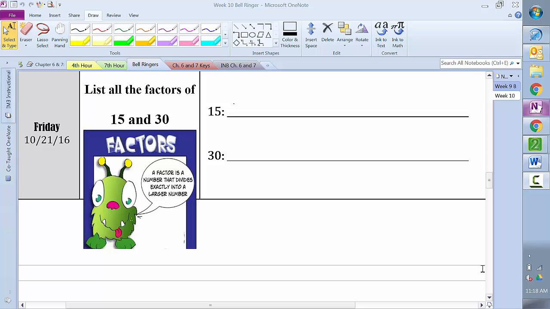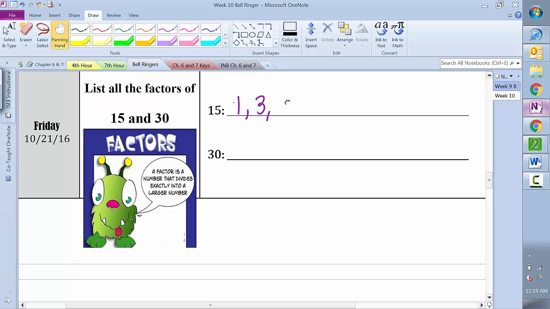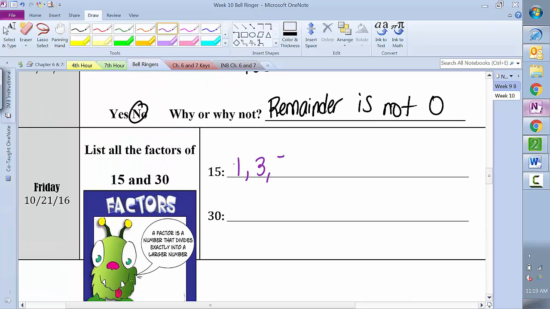So list all the factors. I go in order, 1 to 15. You always start with 1 and you end with the number you're looking for. So I'm going to start with 1 because 1 goes into 15. Does 2 go into 15 evenly? No, so I'm not going to write it. Does 3? Yes, so I'm going to write it. Does 4? What about 5? Yes. Perfect. 6, no. 7, no. 8, no. 9, no. 10, no. And you keep going, and the last one is going to be 15.